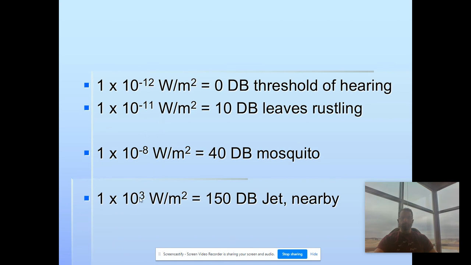So 1 times 10 to the third watts per meter squared. That starts to get pretty bad. 1,000 watts per meter squared if you're close to the back end of a jet, which does damage to hearing.